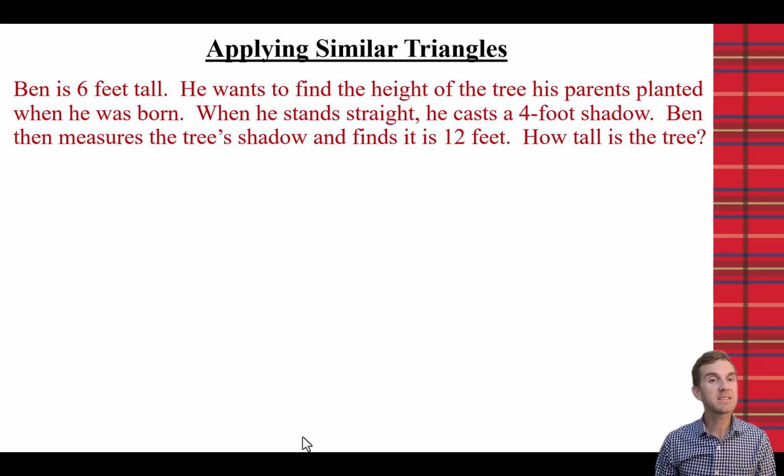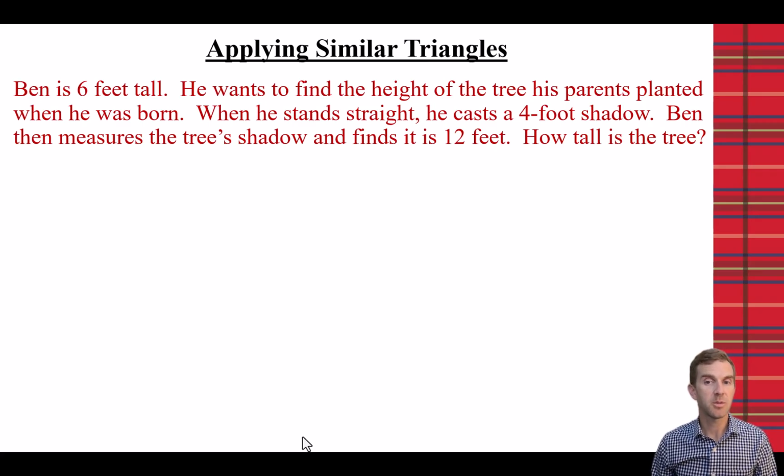Now we can apply these similar triangles to help us solve larger problems. And here's an example of one of those. Let's say that Ben is 6 feet tall and he wants to find the height of a tree his parents planted when he was born. When he stands, he casts a 4-foot shadow. Ben then measures the tree's shadow and finds it is 12 feet. How tall is the tree now?